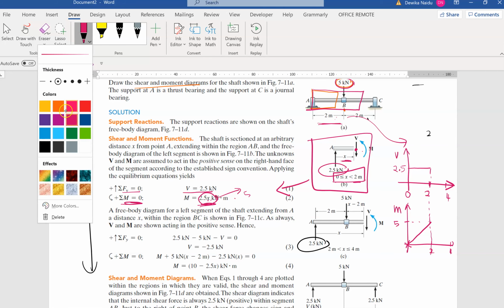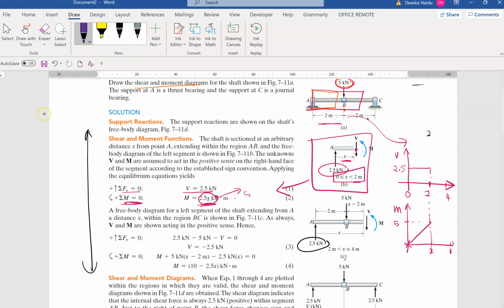I'm going to change the pen to another color to look at the second segment. The second segment is a bit longer, right after B, but before C. So we have A, B, and just before C. The x would be between 2 to 4. We have 2 meters here, and what is the distance here? X minus 2, because the whole thing is x, and this segment is x minus 2.